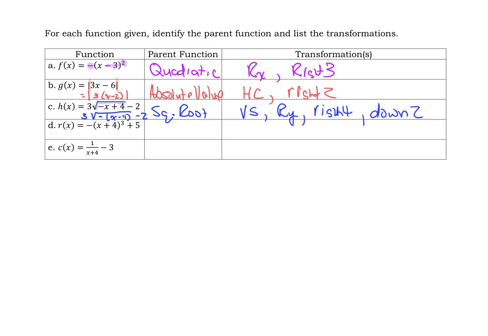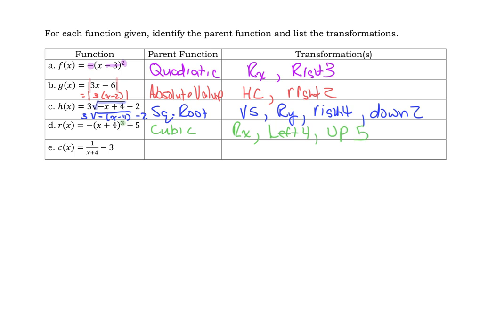Then this last one, this next one is showing me that it is, because that's to the third power, it makes that a cubic. And there's no b to factor out, so the negative on the outside is reflect over x. The plus 4 on the inside is left 4. And the plus 5 on the outside is up 5.